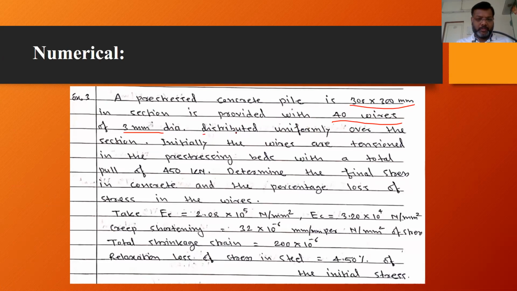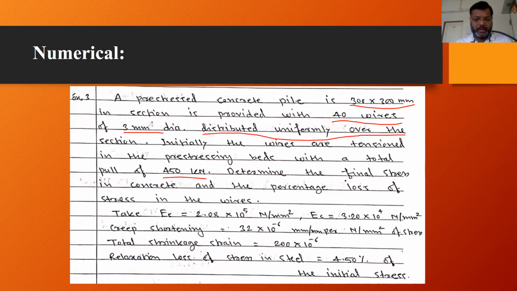So this line is very important. Distributed uniformly means all these 40 wires are distributed uniformly all over the section. Initially, the wires are tensioned in the prestressing bed with a total pull of 450 kilonewton. Initial prestressing force is given. Determine the final stress in concrete and the percentage loss of stress in the wire.